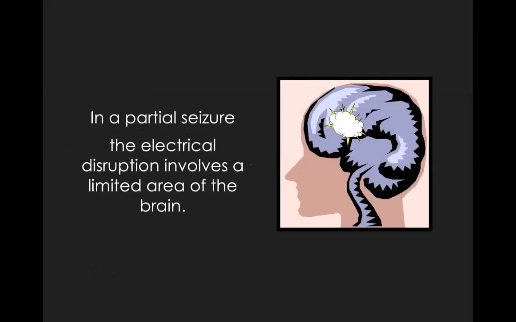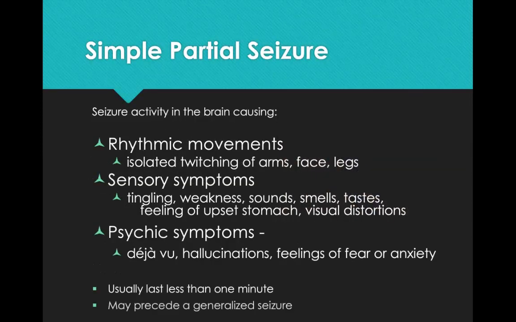Now, that was our generalized, across-the-whole-brain type of seizure. We can also have what's called a partial seizure, as we talked about earlier, in which the electrical disruption only involves a portion of the brain. So our signs and symptoms, as we talked about, with the chewing and the picking of clothes and agitation and roaming or walking or pacing or doing repetitive movements, are just localized or focused in one area of the brain. So what does that look like?